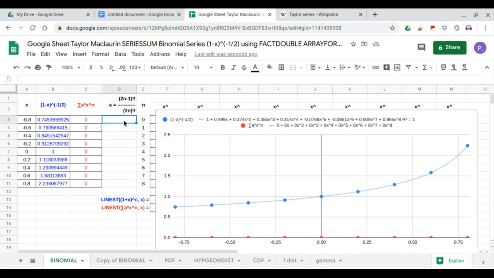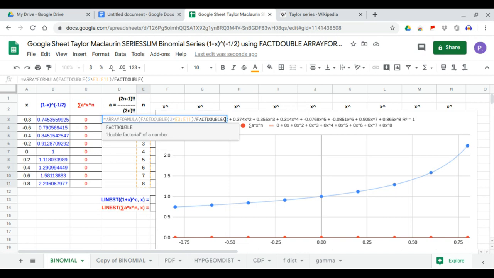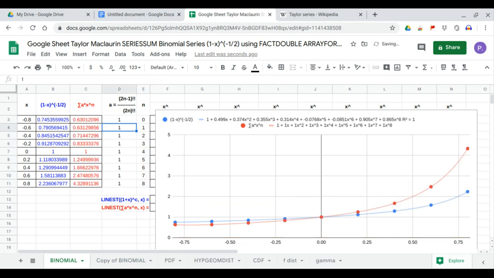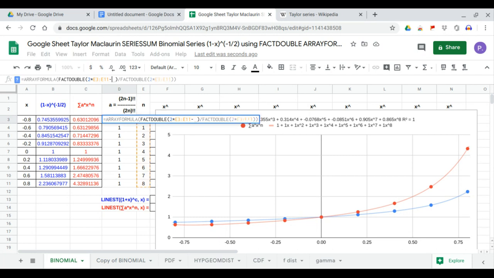Let's work on the coefficient, which is our formula. We begin with the factorial double 2 times n, divided by factorial double 2 times n. Okay, now we factor in 2n minus 1, so that's minus 1.